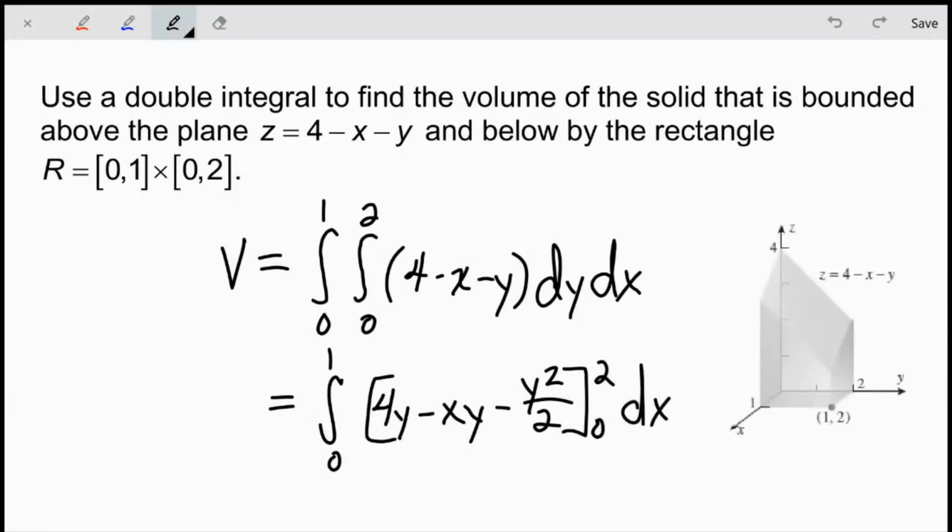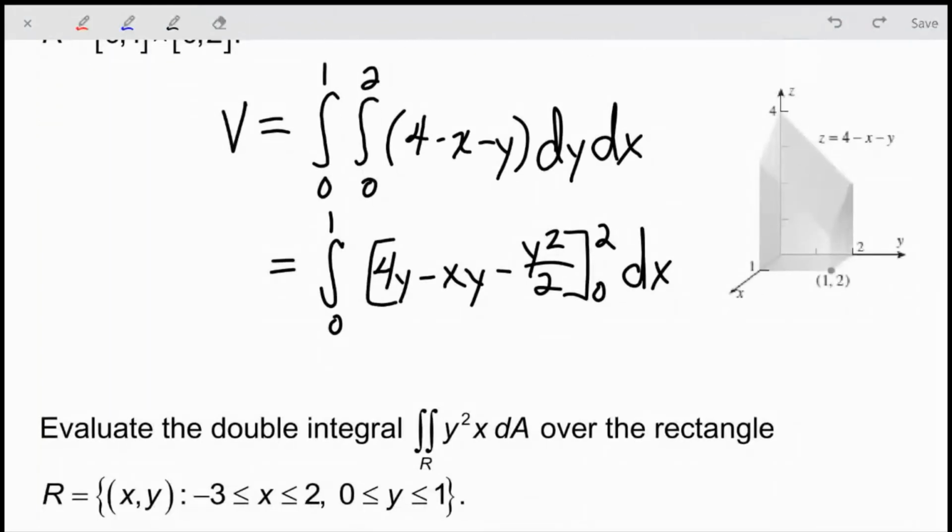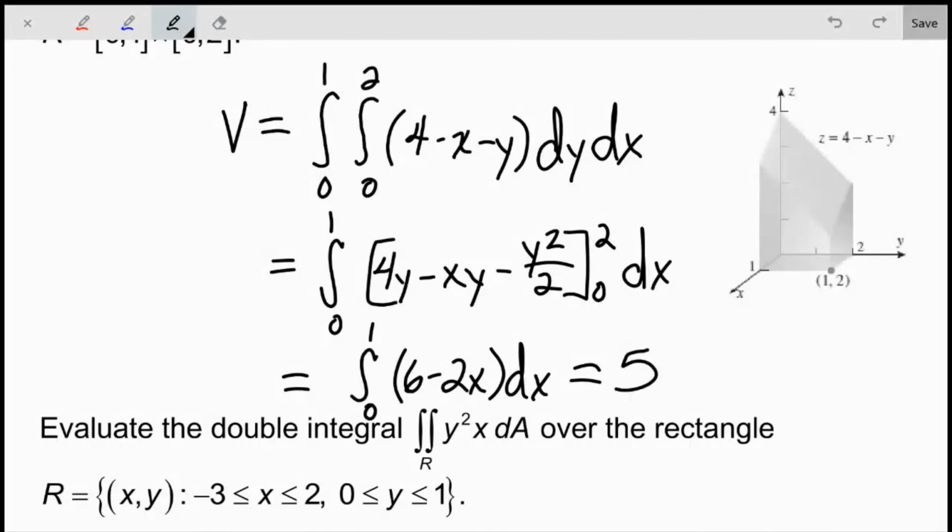And then dx. And now, when I end up solving that out, I'm going to end up with an integral that goes from 0 to 1. And I'll be left with 6 minus 2x. And when I solve that out, I end up with a value of 5. So that volume that I'm seeing there, the volume of that region would be 5 units.